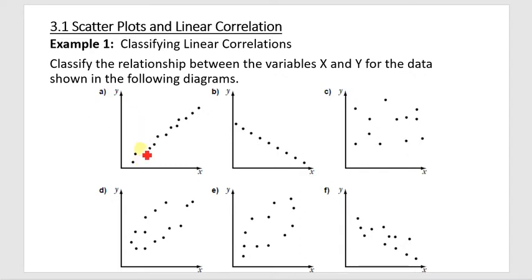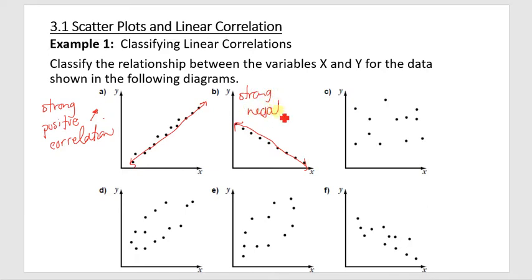Okay, so for A, if we actually drew a line of best fit, which is just approximately like this, we can see that there is a strong positive correlation between whatever x is and whatever y is. So when we talk about positive, we mean that it's increasing to the right. Okay, and B, we can see that it's decreasing as we move to the right. This would be a strong negative correlation.